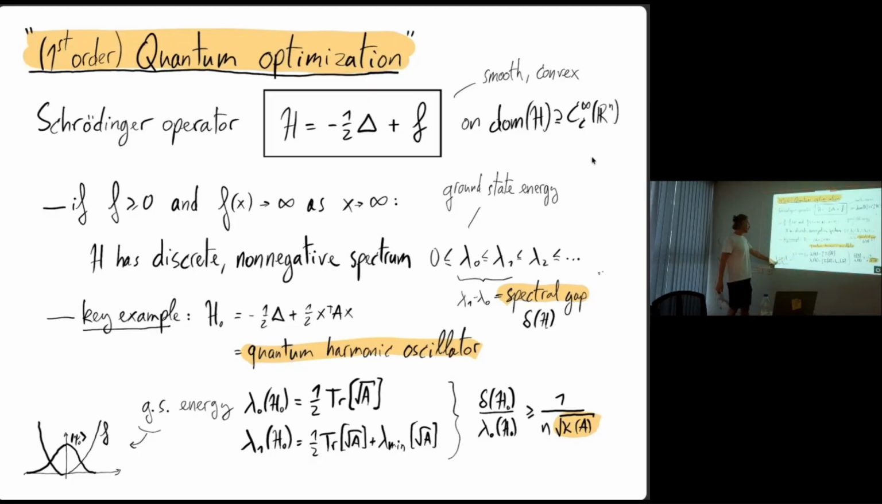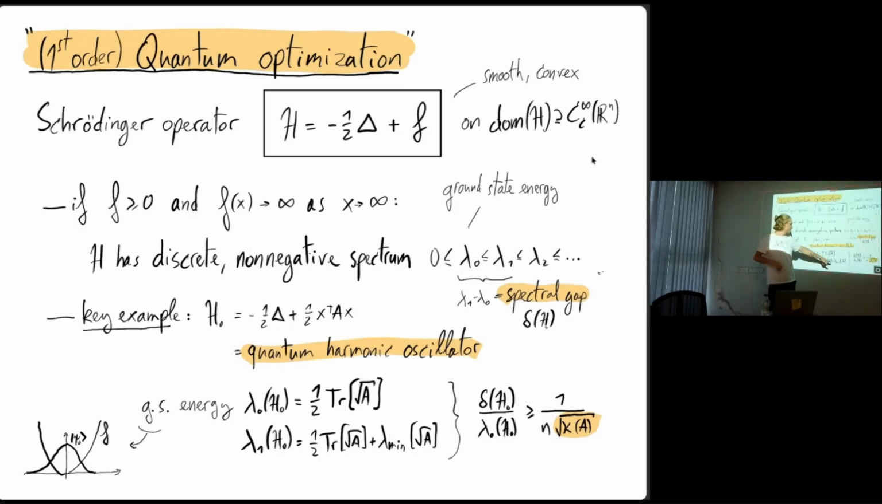The corresponding ground state is a nice Gaussian. With this quadratic potential, your ground state is a nice Gaussian, so we have an explicit form for it. And for the spectral gap, the first excited state is just lambda 0 plus the smallest eigenvalue of the square root of A. But you really want to think of this n-dimensional quantum harmonic oscillator as n one-dimensional quantum harmonic oscillators, if you look at the diagonal basis.